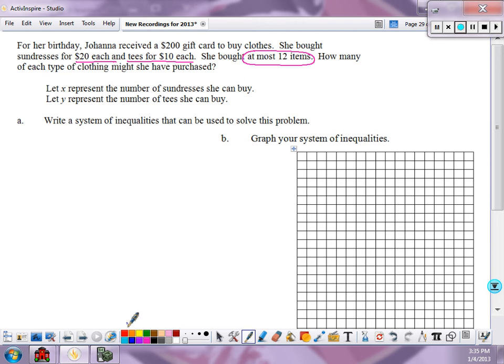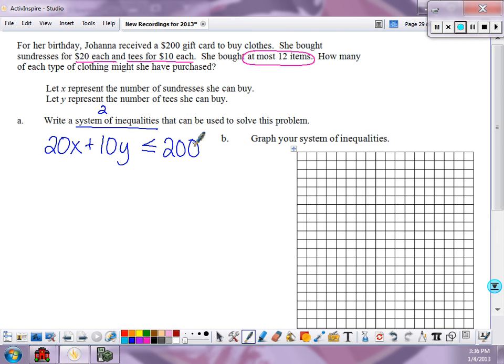Okay, so X is going to be sundresses, Y is going to be tees, and we're going to have to do a system of inequalities, which means we need to write 2. Let's start with the money equation first. They want X for sundresses, so 20X, and Y for the t-shirts, so 10Y. And we have $200, which means you don't want to go over that, so let's say we want it to be under $200.